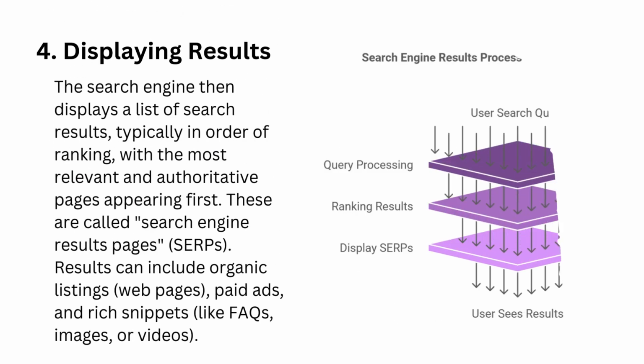4. Displaying results. The search engine then displays a list of search results, typically in order of ranking, with the most relevant and authoritative pages appearing first. These are called search engine results pages, SERPs. Results can include organic listings, web pages, paid ads, and rich snippets like FAQs, images, or videos.